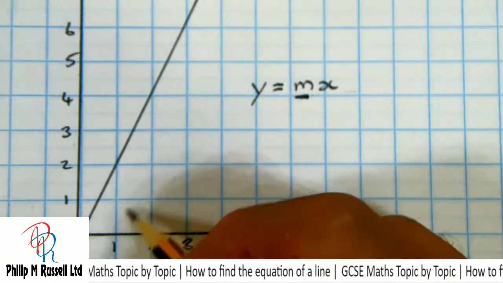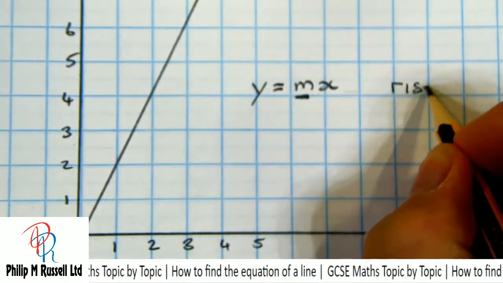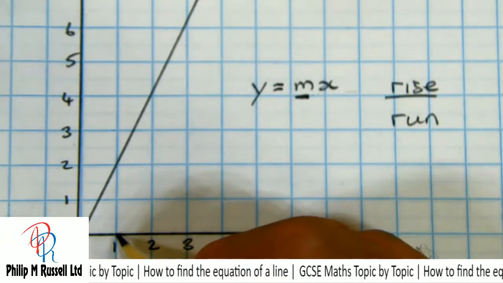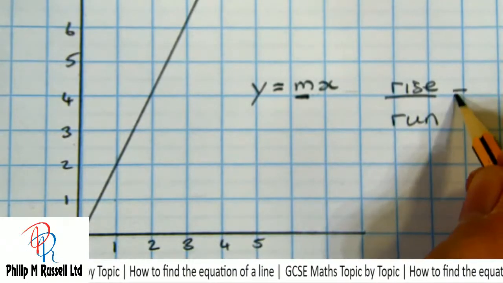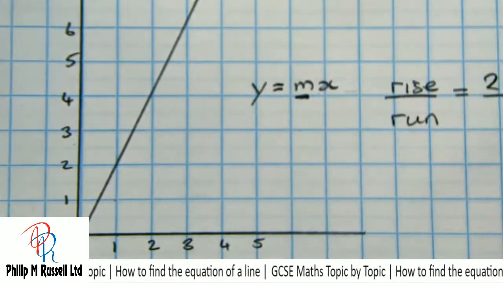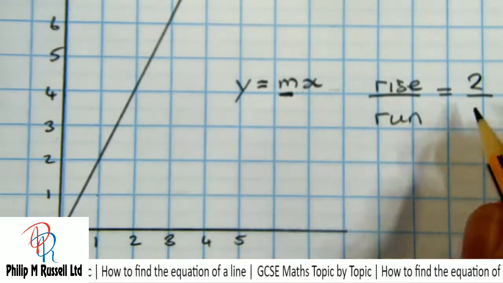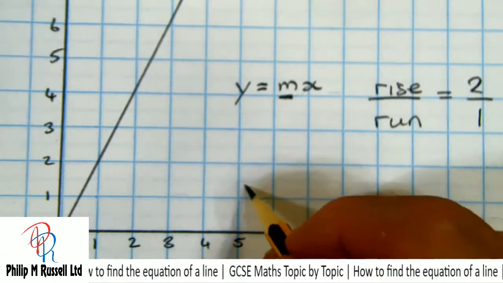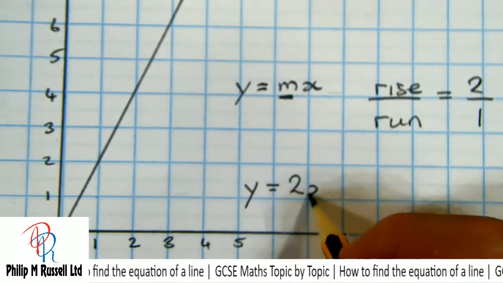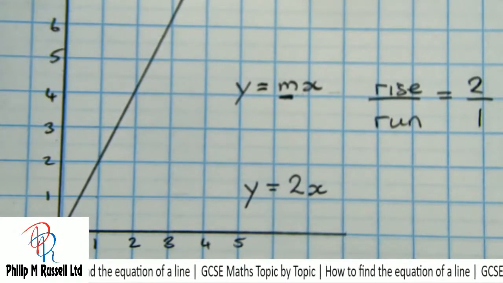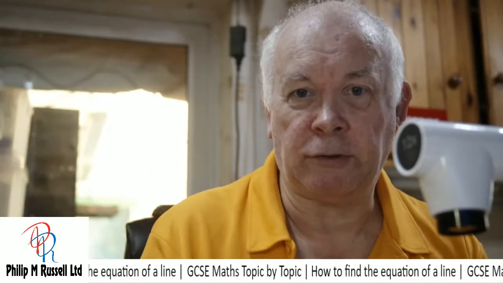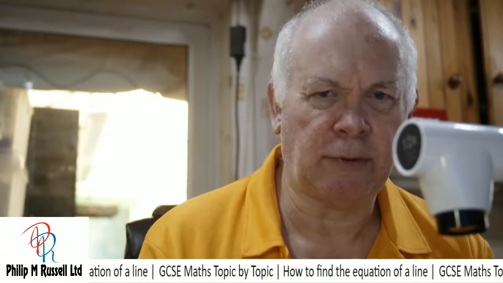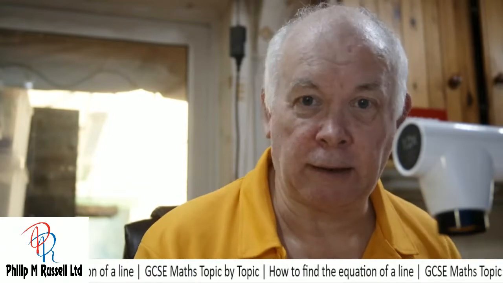So let's look at the rise and the run. So I've got my rise over my run. The rise is 1, 2, over the run, which is just 1, and 2 over 1 is 2. So this is the graph of y equals 2x. Now, I hope you didn't find that one too difficult. So let's now see if we can change something on that graph and make it a little bit more complicated.